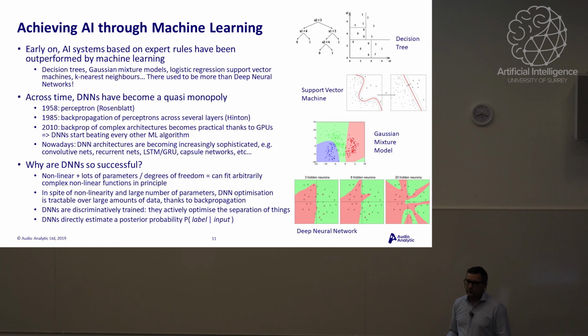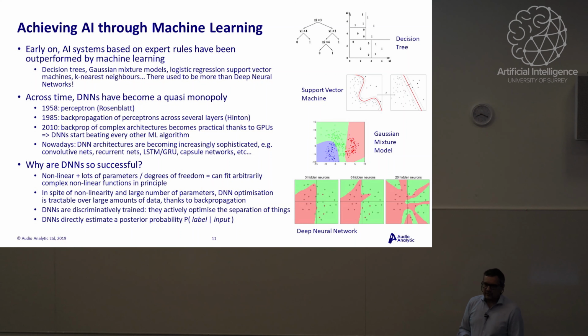DNNs also are discriminatively trained. Discriminative training means that they actively seek to optimize the separation of your different classes in your feature space, which is an advantage. And DNNs directly estimate the posterior probability of your classes. So the probability of the label, it's a dog, given the input sound, woof, is being directly estimated by the DNNs, in contrast to Gaussian mixture models or generative models, where you were estimating a likelihood and then combining that with the prior probabilities to get to the posterior. So all of that are very good reasons why DNNs are being preferred to other machine learning algorithms in modern times.